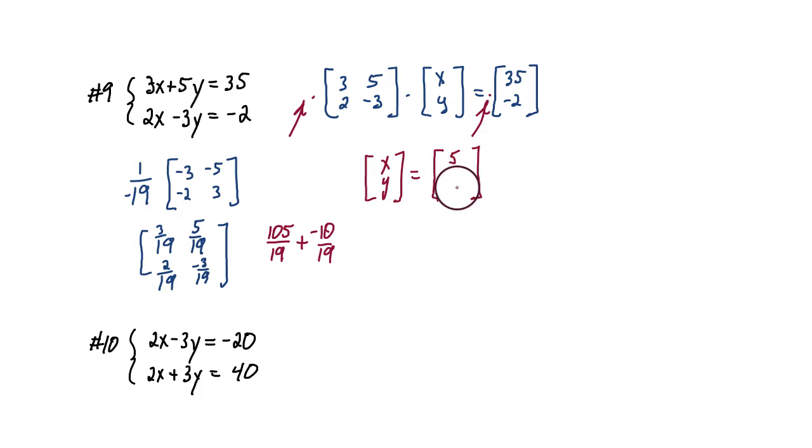Now let's work on the second row answer. 2/19 times 35 is 70/19 plus -3/19 times -2 is 6/19. And when you add these together, that makes 76/19. But does that reduce to something nice? It does. 76 divided by 19 is just 4. And so our answer is 5, 4.